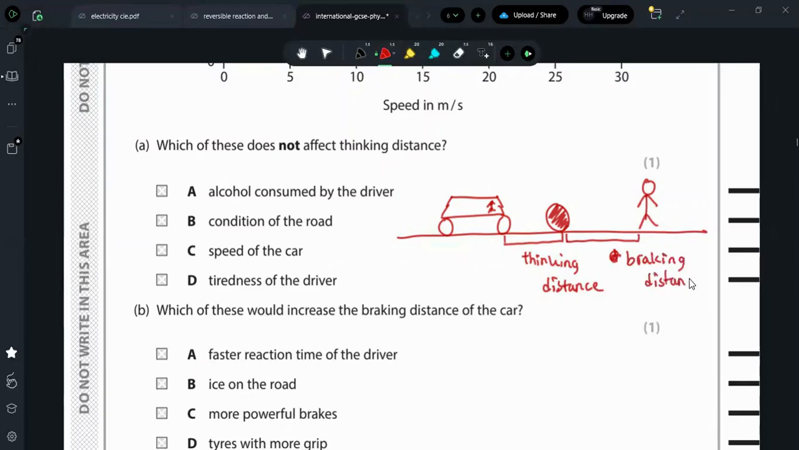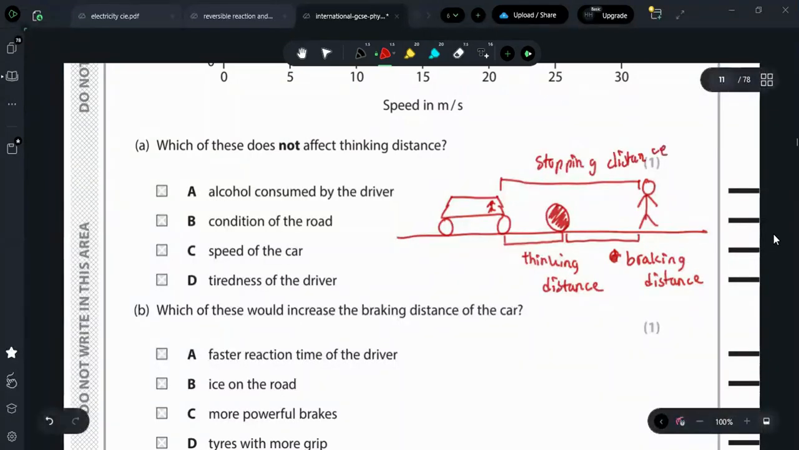Braking distance. So look, in total, how much did it take? After traveling the thinking distance and then the braking distance, the car stopped. So the total, thinking distance plus braking distance, is known as the stopping distance. That is the total needed to stop. This should be enough for our background knowledge.